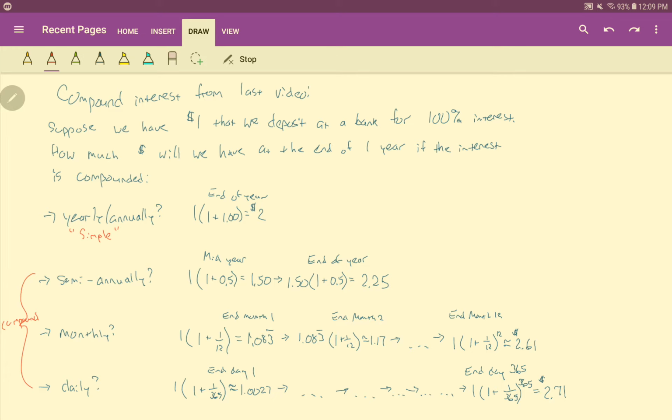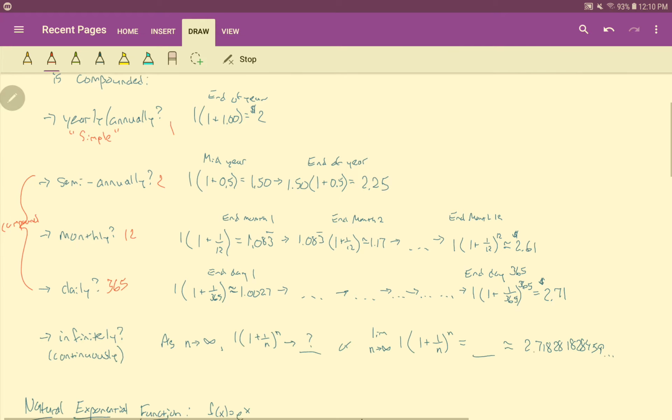So what conclusions can we draw from these results? The conclusion we can draw is that the more we compound, if you hold everything else constant, if you keep the same investment, the same interest rate, and the same length of time for that investment, the more you compound in a given time period, the more money you get. So we went from once a year to twice a year to 12 times a year to 365 times a year. What about an infinite number of times in a year?